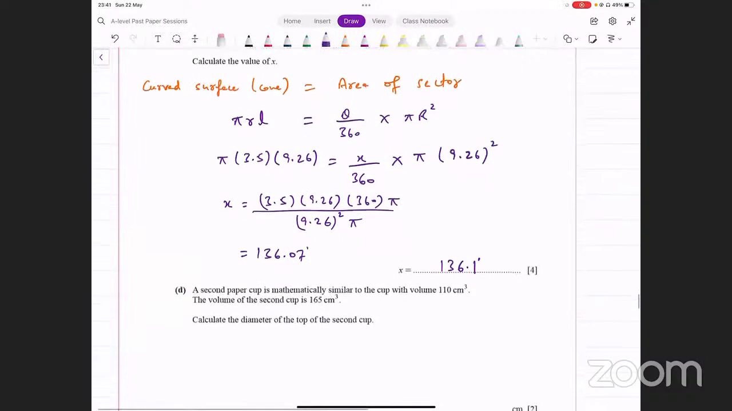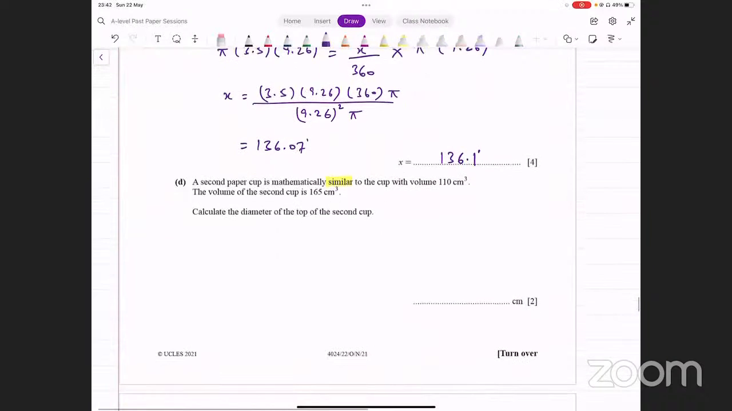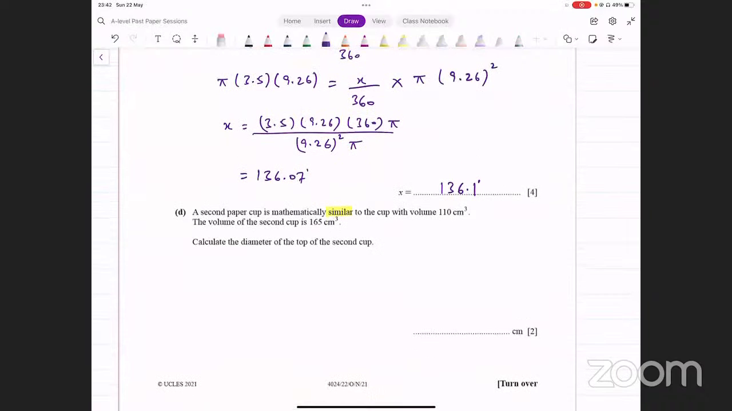Okay, अच्छा. Now there's a second paper cup that is mathematically similar. So now we've got similar figures. It's mathematically similar to the cup with volume 110 centimeter cube. The volume of the second cup is given. Calculate the diameter of the top of the second cup. Okay. Volume और length में क्या आपके पास relationship होता है? Similar figures के अंदर, remember, V1 over V2 equals L1 over L2 whole cube.